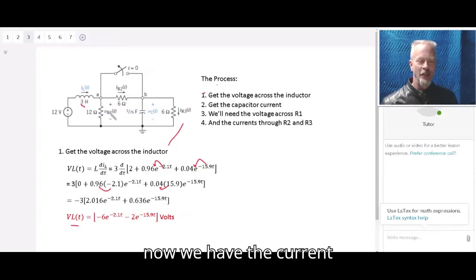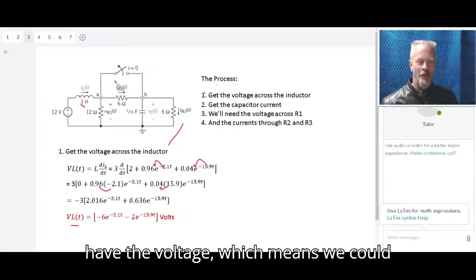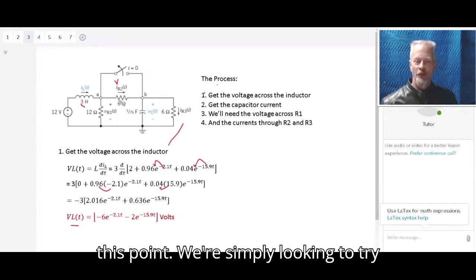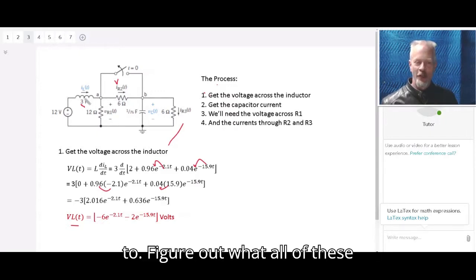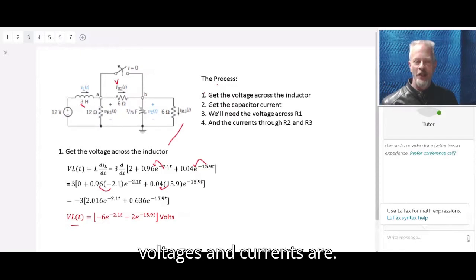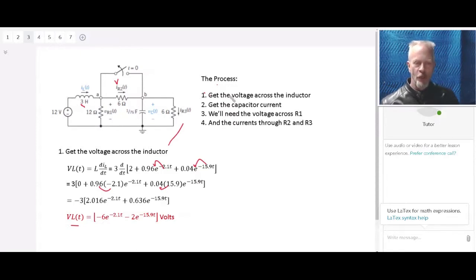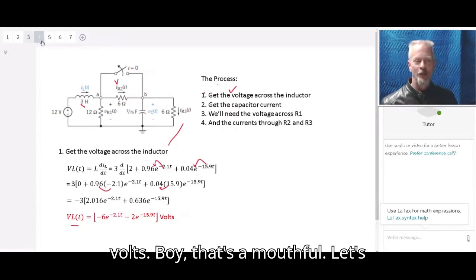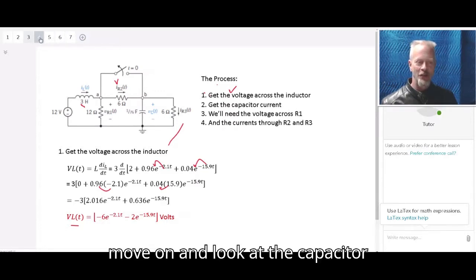So now we have the current through the inductor, and we have the voltage, which means we could calculate the reactance of the inductor, but we don't really care about that at this point. We're simply looking to figure out what all of these voltages and currents are. We now have the voltage across the inductor. It's negative 6e^(-2.1t) minus 2e^(-15.9t) volts. Boy, that's a mouthful. Let's move on and look at the capacitor current.